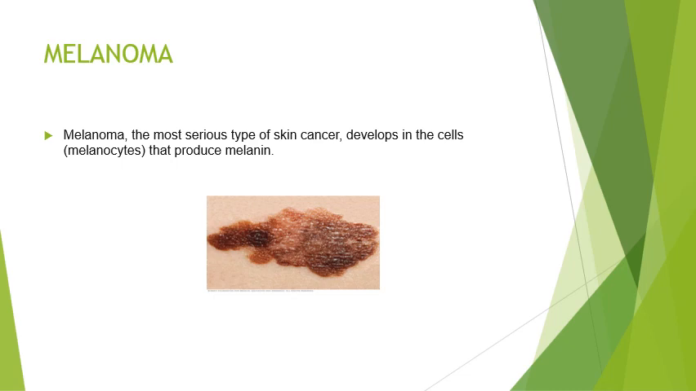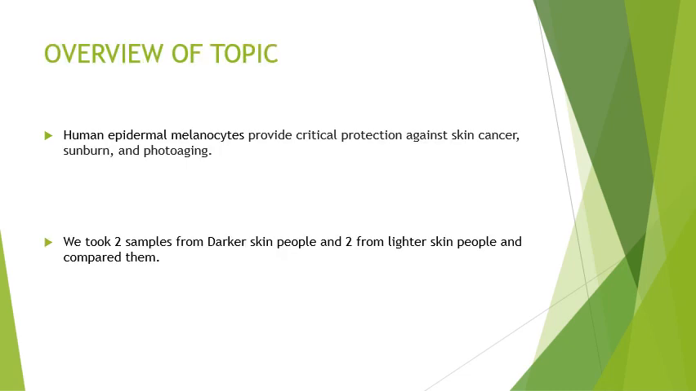Now that we've learned about melanin and melanoma, let us talk about our topic, that is the transcriptomic analysis of the role of melanin in melanoma. The human epidermal melanocytes, or the HEMs, provide critical protection against skin cancer. Again, skin cancers are of different types, but here we'll talk about melanoma. They protect us against sunburns and photoaging, so they definitely play a very important role in skin cancer or melanoma.